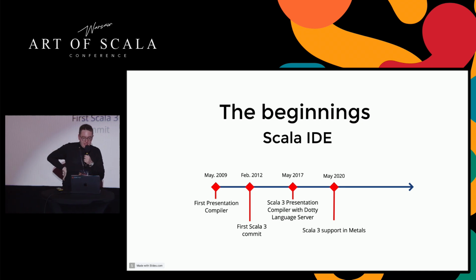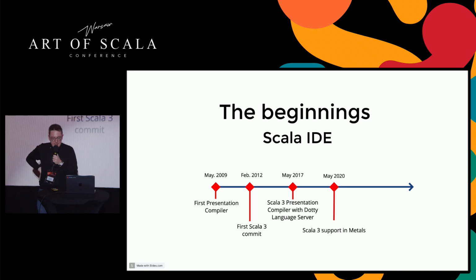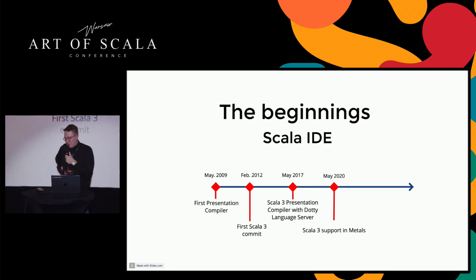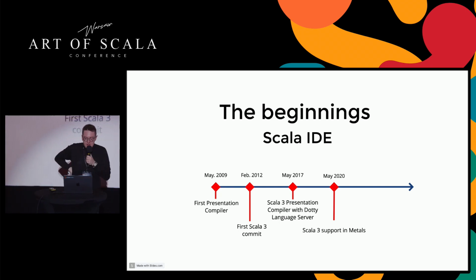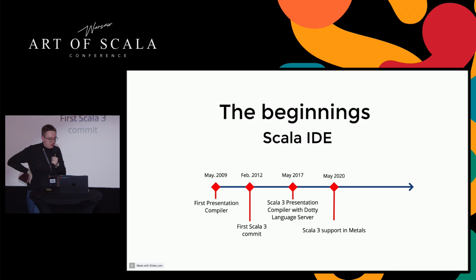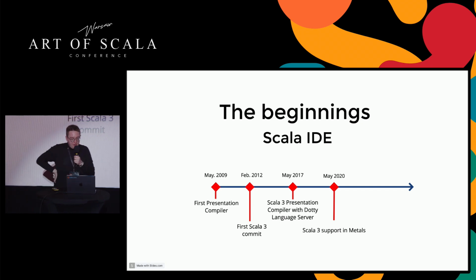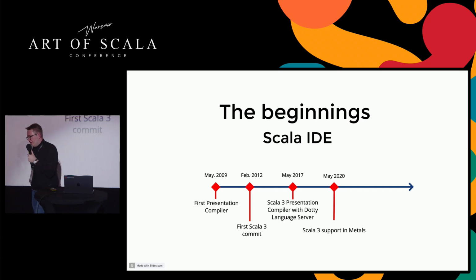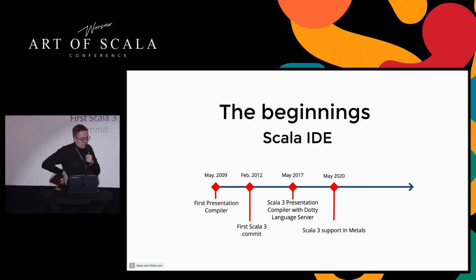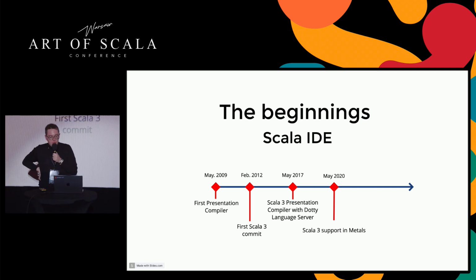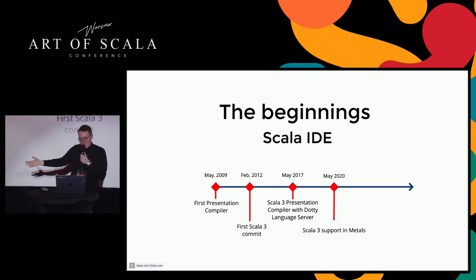Three years later, there was the first commit for Scala 3. And Scala 3 is basically a rewrite of the compiler with the knowledge people gathered by writing the Scala 2 compiler. So it was created with IDE in mind and with better macros, and overall, it has better architecture. Five years later, the first IDE support for Scala 3 was created, and it was done by Guillaume Martres, who was a PhD student of Martin's. Three years later, in 2020, Metals officially started supporting Scala 3.